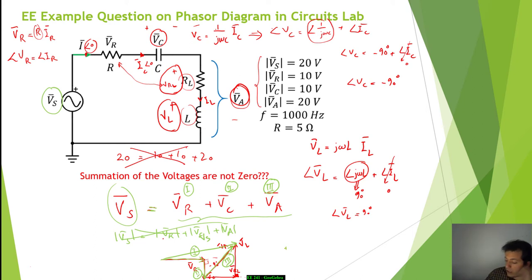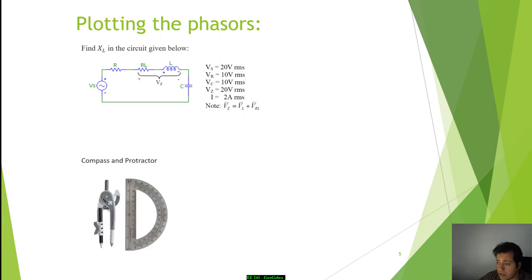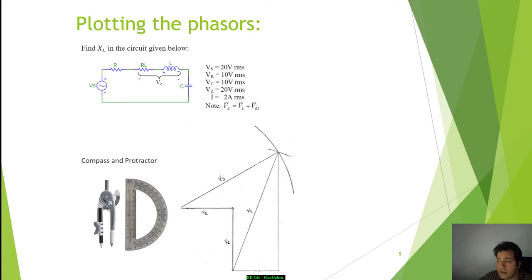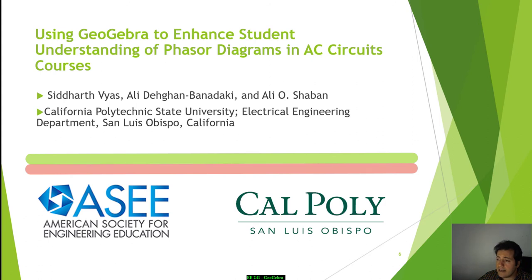Okay. So what I want to do is use an online tool to draw this phasor diagram. I can either use a compass and protractor to do this, or I can use an online tool. I want to show you how you can use an online tool called GeoGebra. This online tool is taken from a paper that I had with two other professors, Professor Sid Vyas and Professor Ali Shaban. Our paper was accepted in ASEE. Let's see how we can use GeoGebra to plot this phasor diagram.